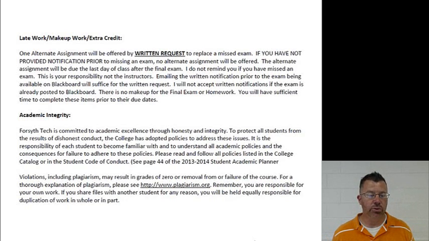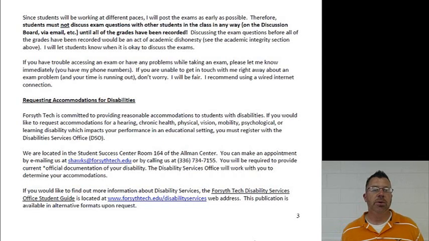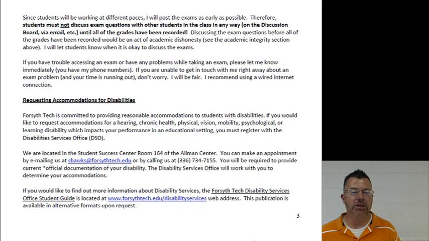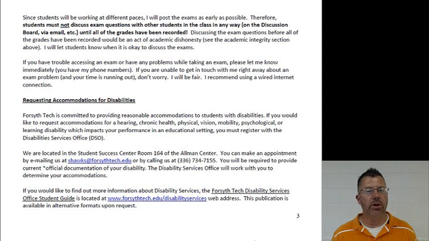Violations, including plagiarism, may result in grades of 0 or removal from or failure of the course. For a thorough explanation of plagiarism, please see plagiarism.org, and remember, you are responsible for your own work. If you share files with another student for any reason, you will be held equally responsible for duplication of whole or in part. Since students will be working at different paces, I will post the exams as early as possible. And like I said, I'm going to try to have them up the Friday of the weekend your exams are due, hopefully by lunch, definitely by the time I leave campus at 3 o'clock.